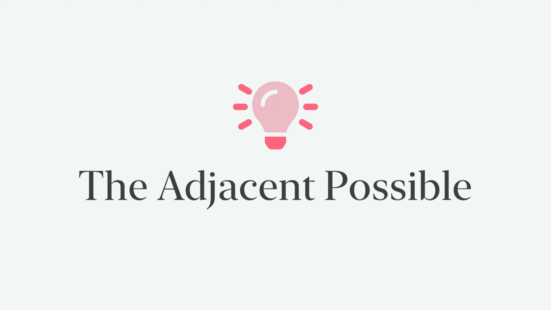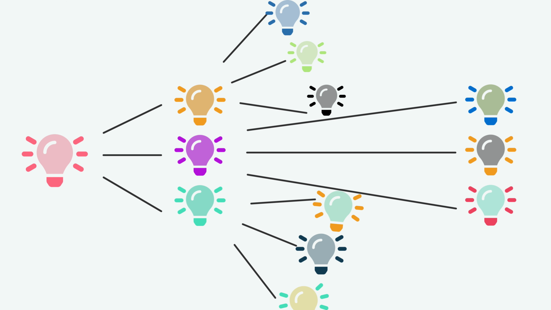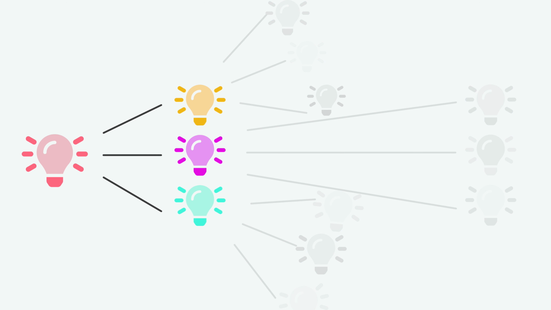So let's go. The basic idea of the adjacent possible is that given current conditions, there are a set number of things that can change. There is always tons of potential, and sometimes we can see past these adjacent changes, but in most cases, the adjacent ideas are the ones that actually take hold.